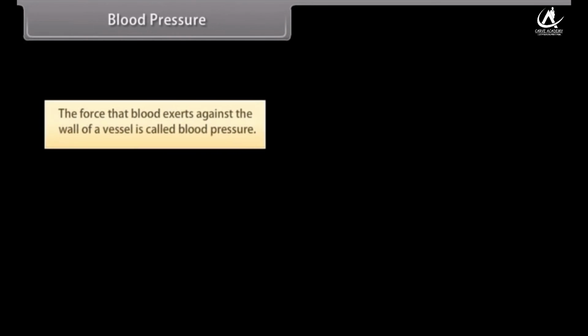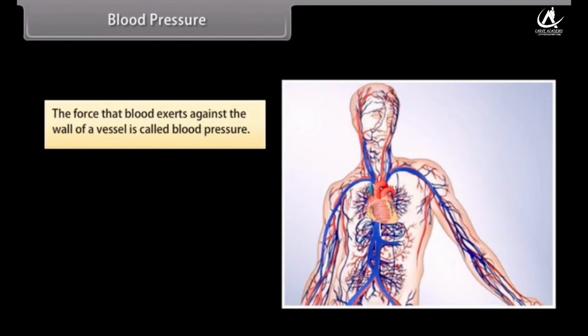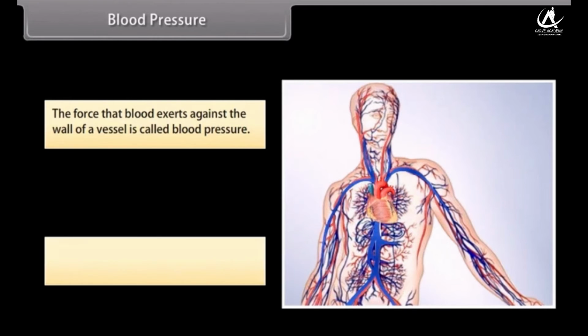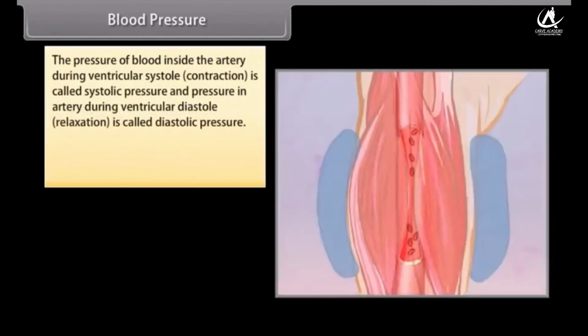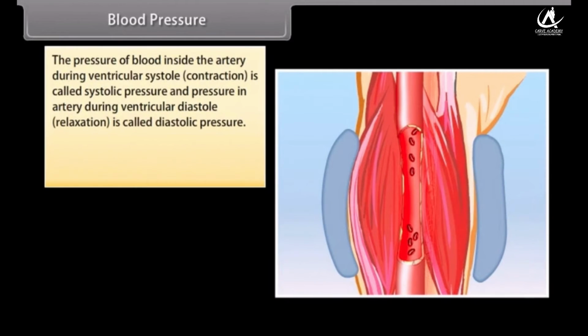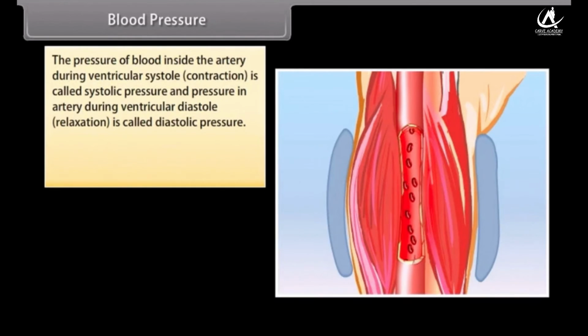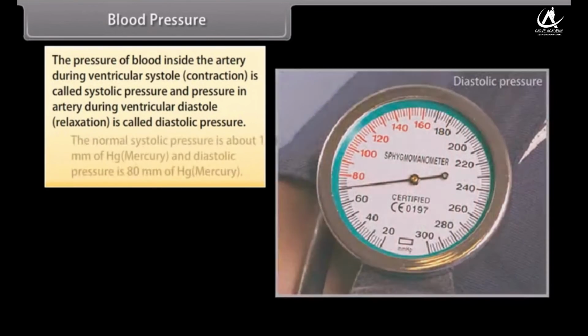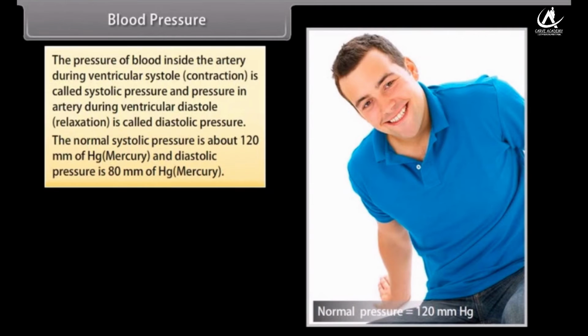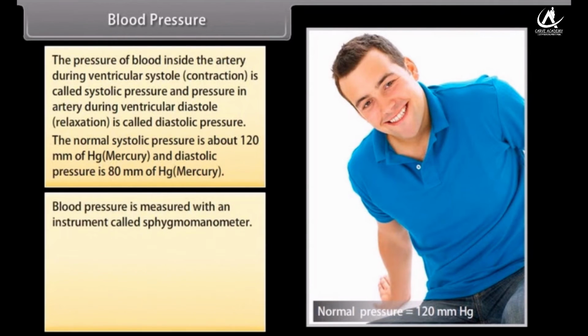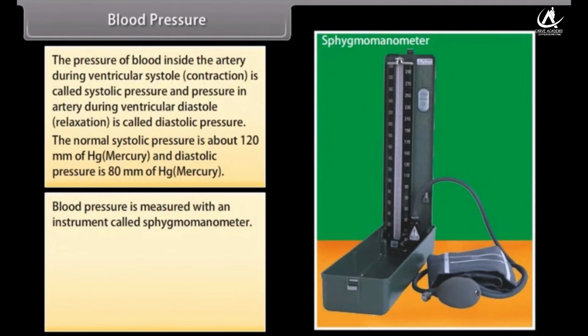Blood pressure. The force that blood exerts against the wall of a vessel is called blood pressure. This pressure is much greater in arteries than in veins. The pressure of blood inside the artery during ventricular systole, contraction, is called systolic pressure, and pressure in artery during ventricular diastole, relaxation, is called diastolic pressure. The normal systolic pressure is about 120 mm of mercury and diastolic pressure is up to 80 mm of mercury. Blood pressure is measured with an instrument called sphygmomanometer.